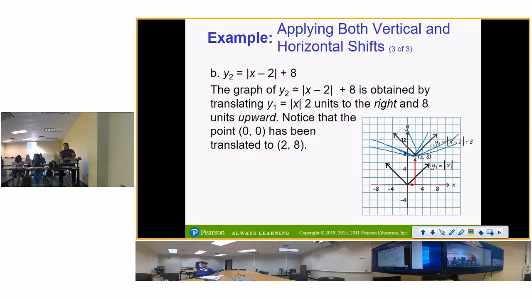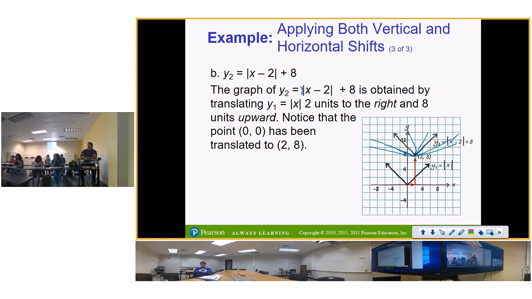Because the black one right here is pretty much your basic model, your parent graph. Because the parent graph is when there's a 1 here. Okay? And if there's nothing there, it's assumed to be 1. Because it can't be 0, because what would 0 do to the whole function? 0 it out, Hubert. That's right. So it can't be 0, so it has to be a number.